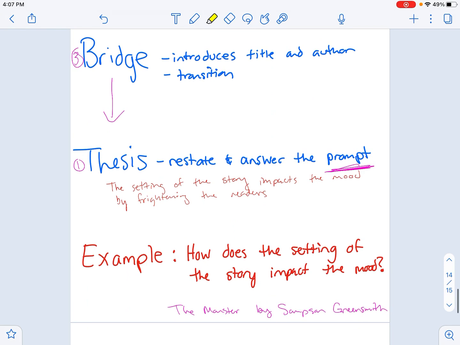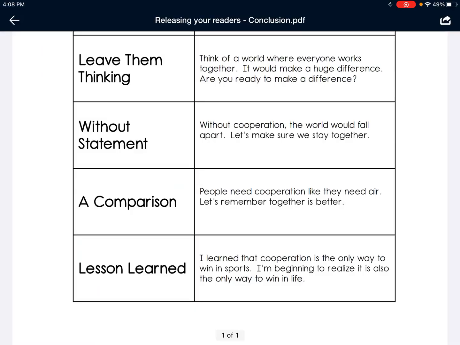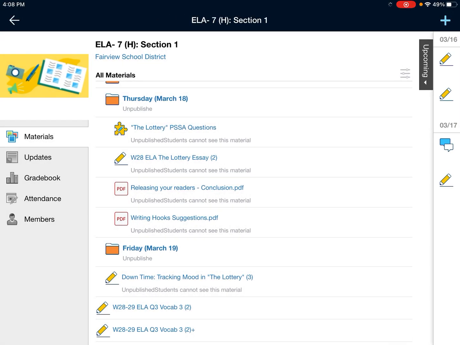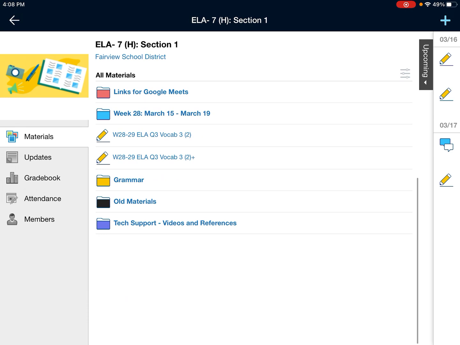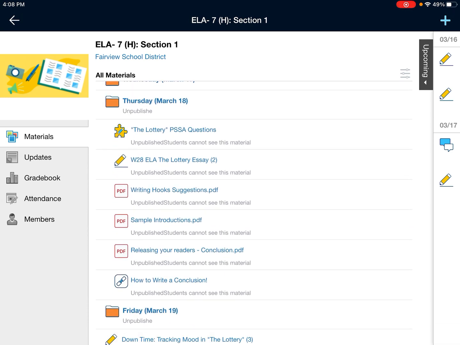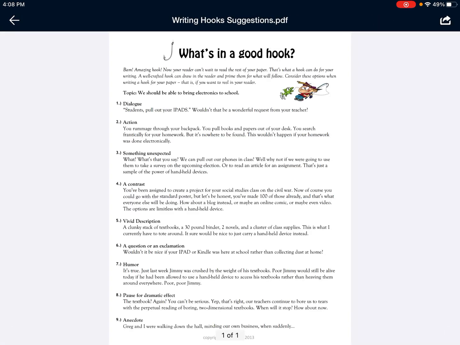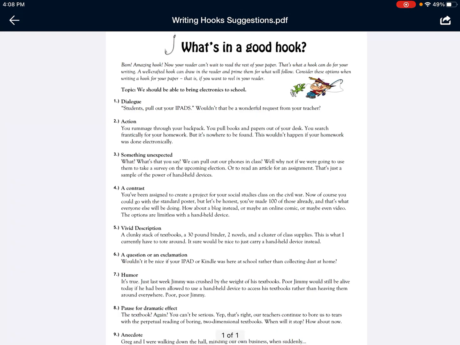So if we take a look back down here at our prompt, I would say we've got two general things we can look at: the setting or the mood, or maybe how they deal with each other. I think I'm going to start with just the setting, okay? So the hook, you've got a lot of different options. If we take a peek in Schoology, in our week 28 Thursday folder, there is a document here called Writing Hook Suggestions. So these are different ways that we can create a hook.